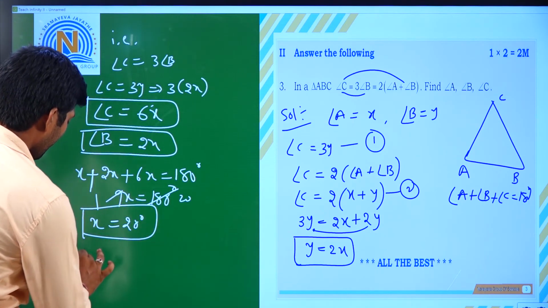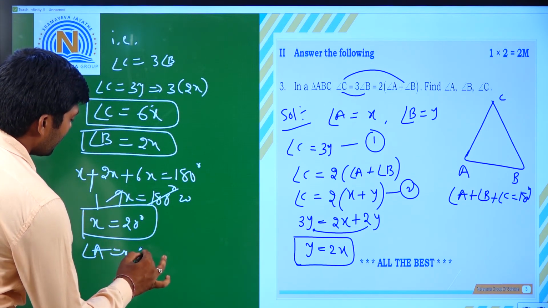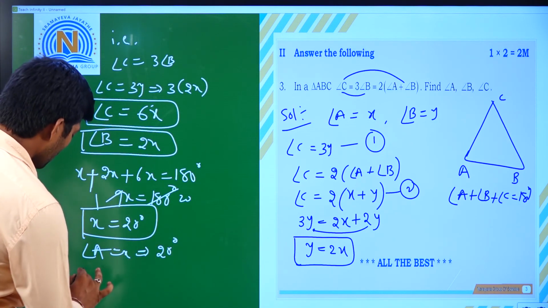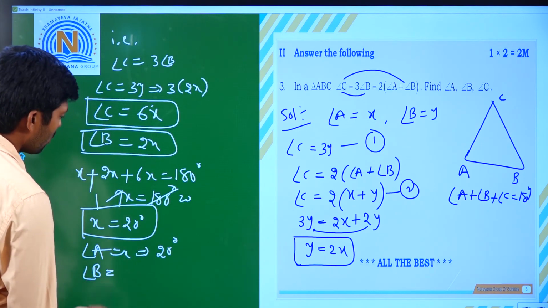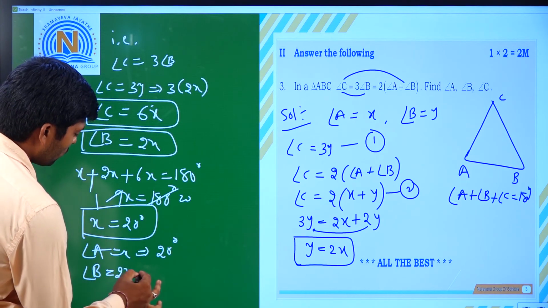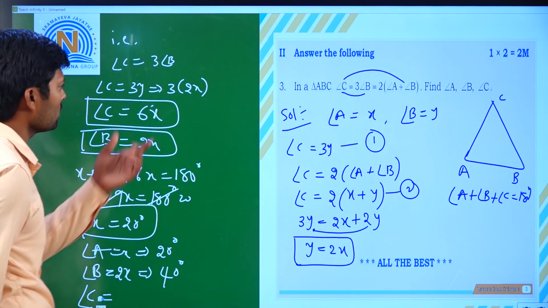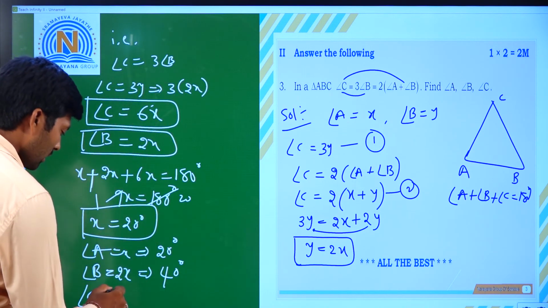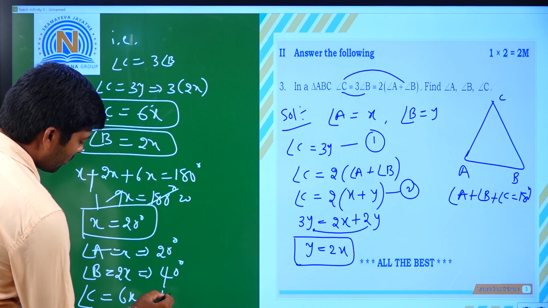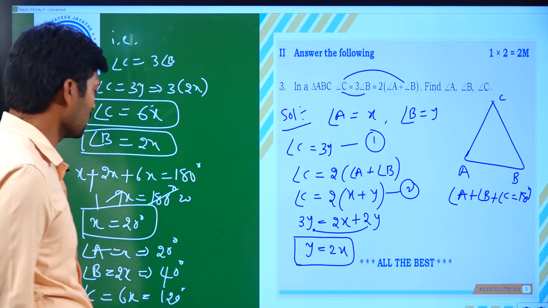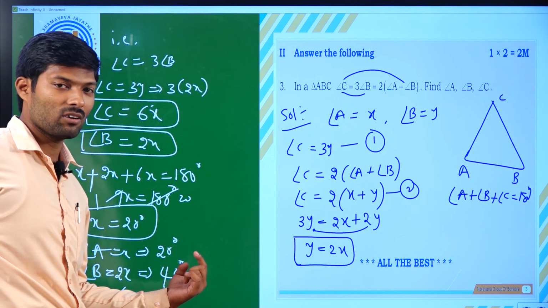Now what about angle A? Angle A is equal to x, that x is nothing but 20 degrees. What about angle B? Angle B is equal to 2x. 2 into 20 will become 40 degrees. Next, what about angle C? Angle C is equal to 6x. So x is 20. 6x means 6 into 20, 120 degrees. So likewise we can find each and every angle of a triangle.